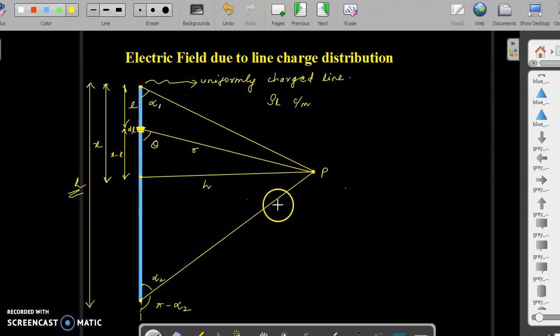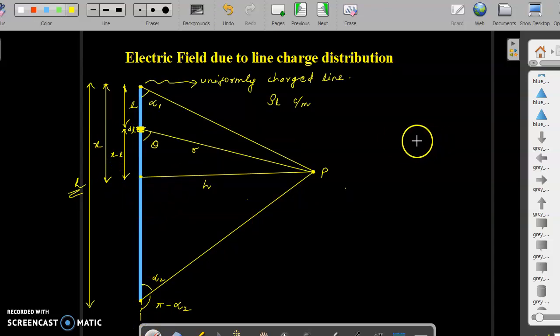So with all this information, we are going to find out the electric field intensity at point P due to the small segment dL. Later, with that information, we will find out the electric field intensity at P due to the entire uniformly charged line length.